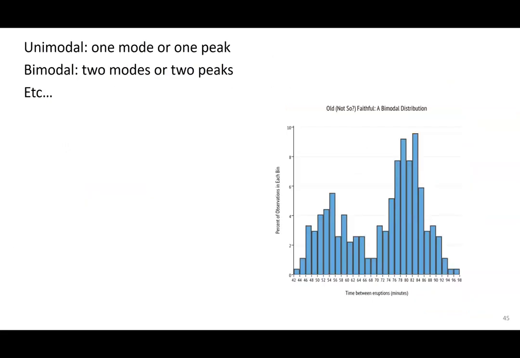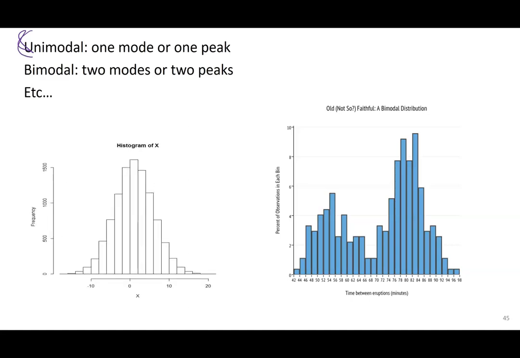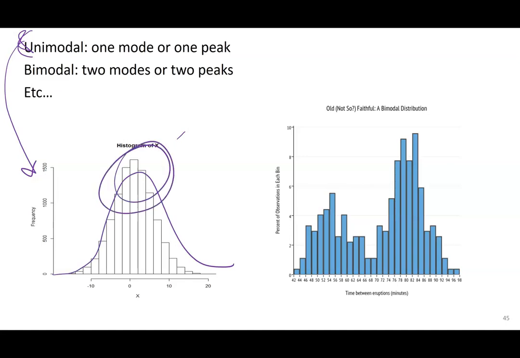So, number of peaks. A lot of folks are really concerned with the number of peaks. Unimodal, you could say it has one mode or one peak. So this would be an example of unimodal. It has one peak. If I were to fit that, it has a peak right around here.